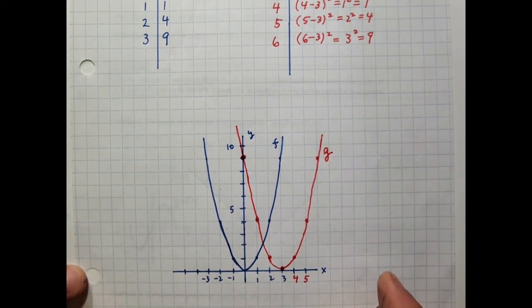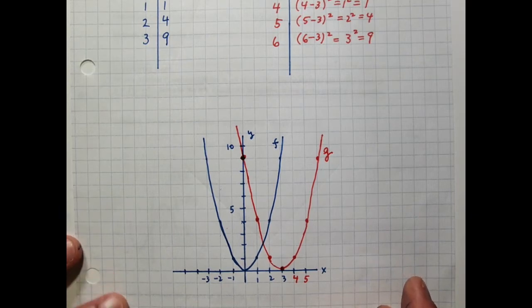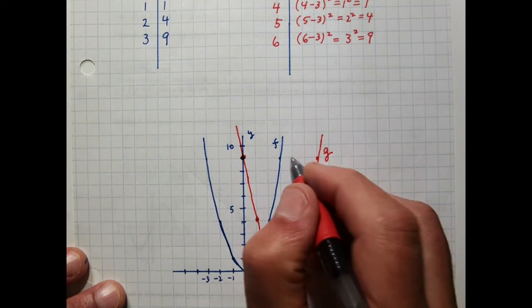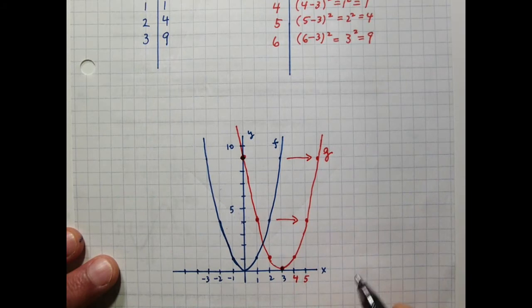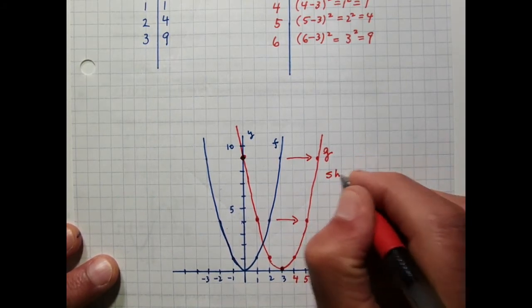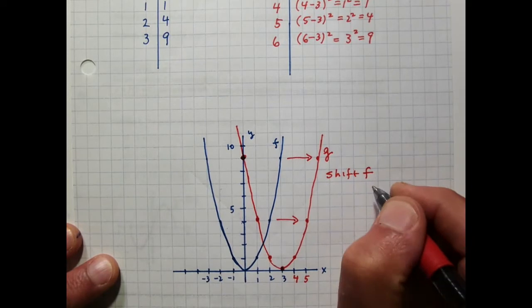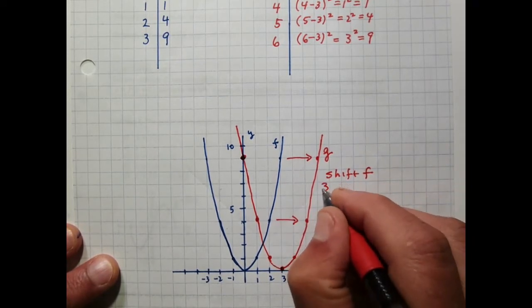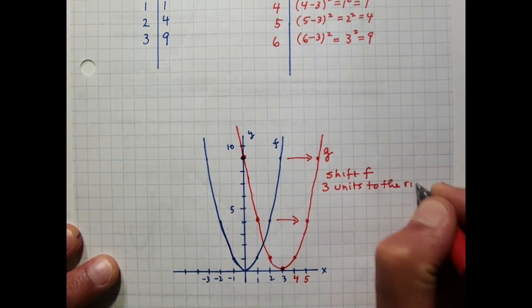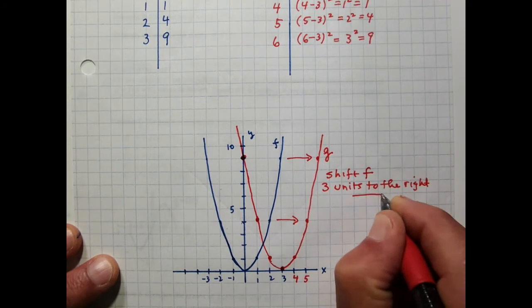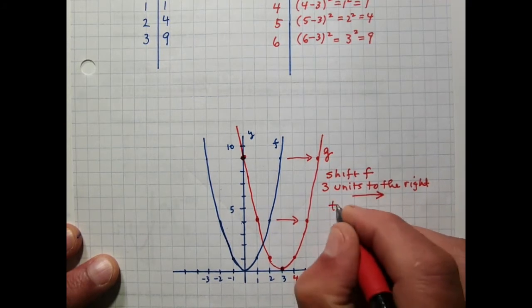What's interesting is what's different about this example: we didn't shift up or down, we shifted sideways, right? And the thing that is a little bit surprising to people usually is that to get from the graph of f to the graph of g, we have to shift the graph of f 3 units to the right, in the positive direction, to get the graph of g.